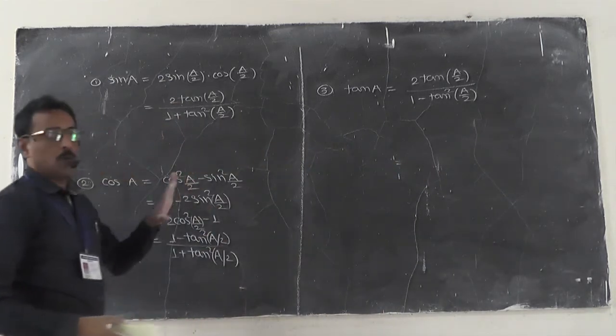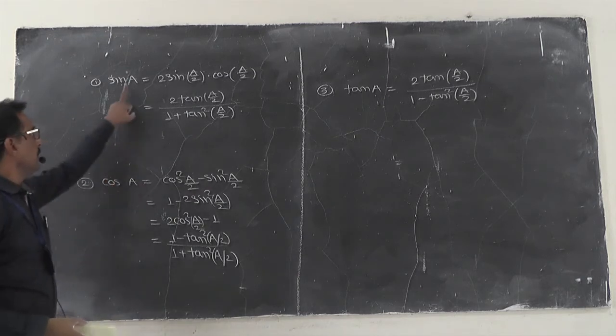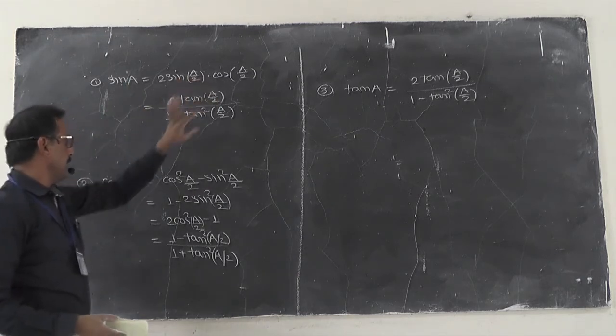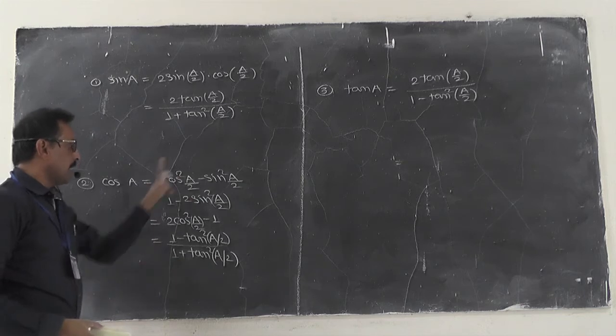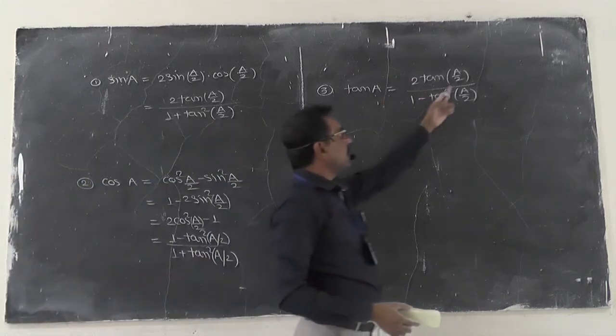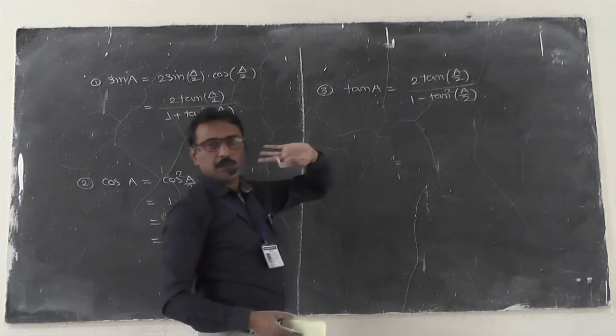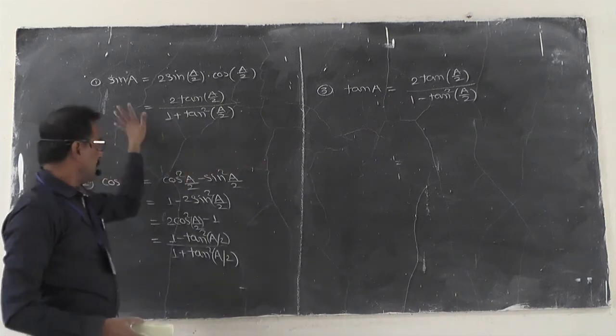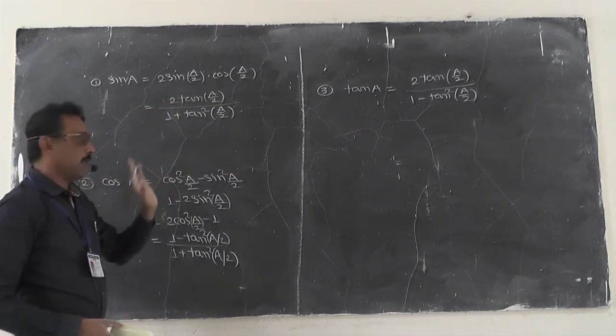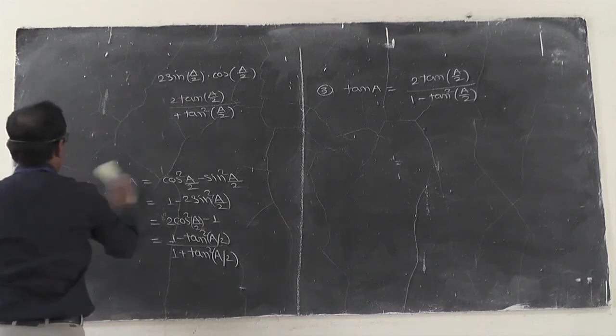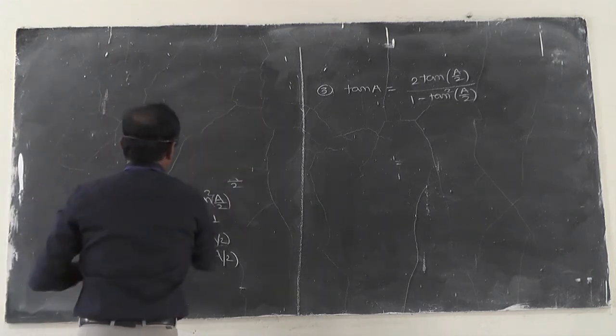Whatever I have written on the board, these are called half angle formulae. It is sin A, it is in half angle. This is cos A, it is all in half angles. And this is tan A in half angle. Previous formulae are double angle formulae and these formulae are half angle formulae. After that we have to continue with triple angle formulae.